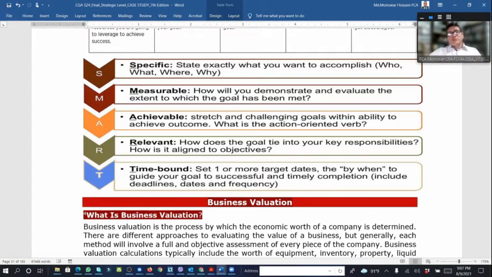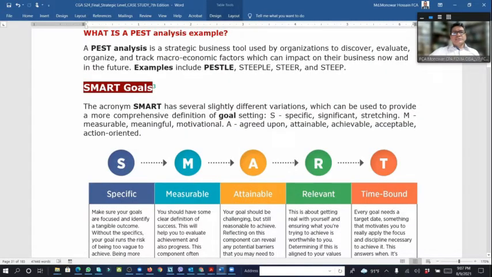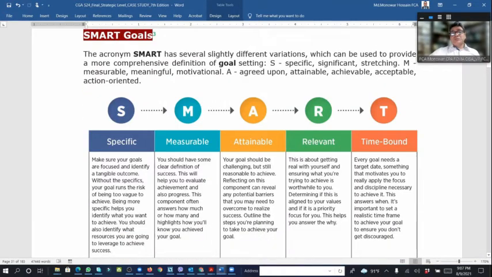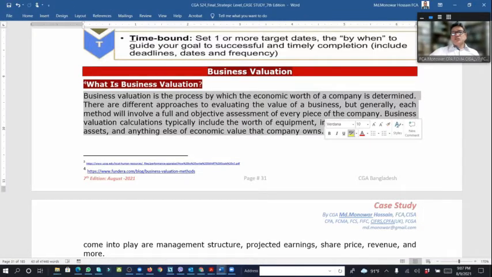Time bound: set one or more target dates by when. That means what we have to do is based on the target, based on the time, we have to finish within that time. So this is the time bound. And so this is SMART: specific, measurable, attainable, relevant, and time bound. And if we see some valuation, so what is valuation? We know business valuation, share valuation, different types of valuation we require in different ways.